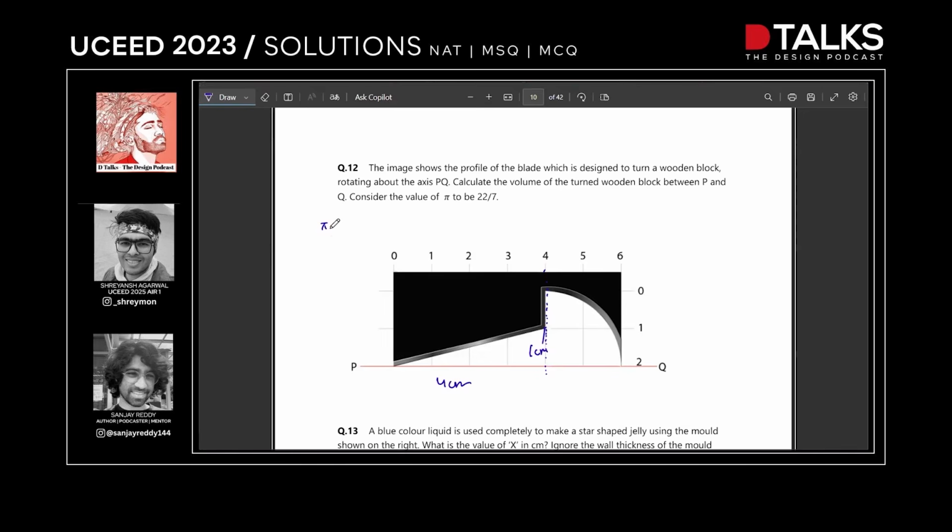Volume of a cone is pi r square h by 3, which is 22 by... okay, we'll do this in the end. It's pi by 3 r square h plus this right here is a hemisphere, right? When you turn a piece of wood through this blade, it will give you a hemisphere. And the volume of a hemisphere is 2 by 3 pi r cube, right? And the value of r here is 2. This is 2 centimeters, right?